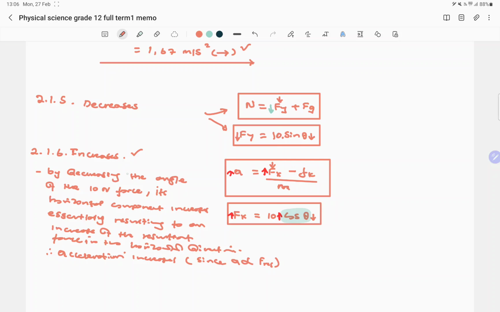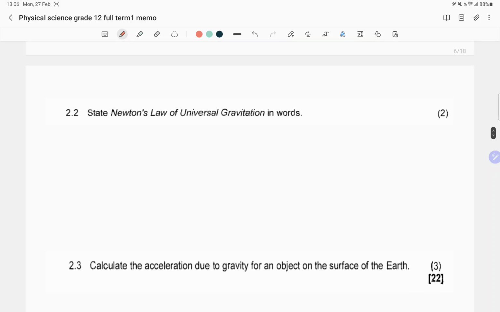And then now to describe that: by decreasing the angle of the 10 Newton, its horizontal component increases. This is important, okay? Resulting in an increase in the resultant force. Great. That whole statement or that whole phrase or paragraph or passage is a mark. Now you can say, therefore, acceleration increases because it is directly proportional to the resultant force. That on its own is the third mark. So yeah, you know how to get marks, guys. I don't want to overly indulge here. Let's get to this one.